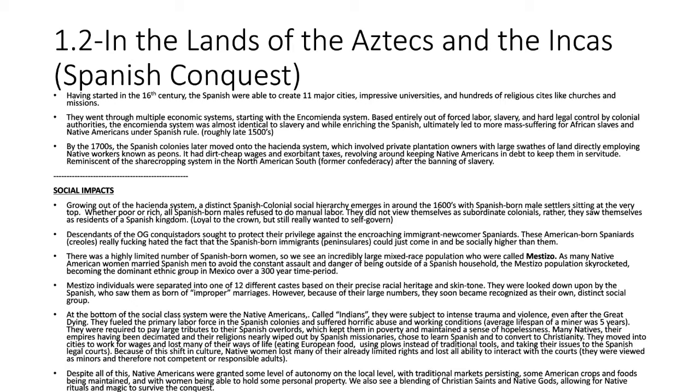Moving onwards, we're going to talk about economic systems. They start in the, I'm sorry guys, I didn't take Spanish class in middle school. I took Latin, so I'm going to say it wrong probably, but they start with the encomienda system, which is based entirely out of forced labor. It is essentially slavery. It was very forcibly enacted by colonial rulers. There was intense legal control, and ultimately it leads to more mass suffering for African slaves and Native Americans under Spanish rule. And this is seen in roughly the 1500s.